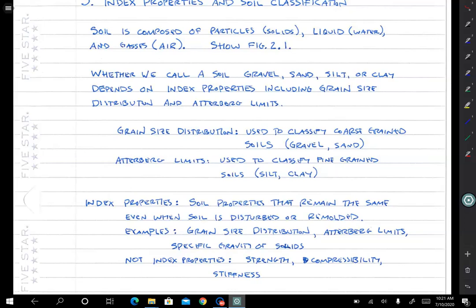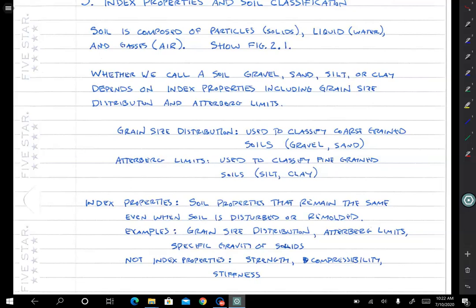When you sample it, bring it back to the lab, you can't measure the non-index properties like strength, stiffness, and compressibility on those lab samples because they've already been disturbed. So what we're going to focus on here is largely index properties. We will bring in water content for these phase relations.